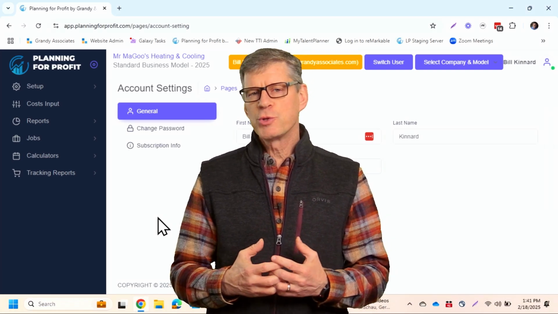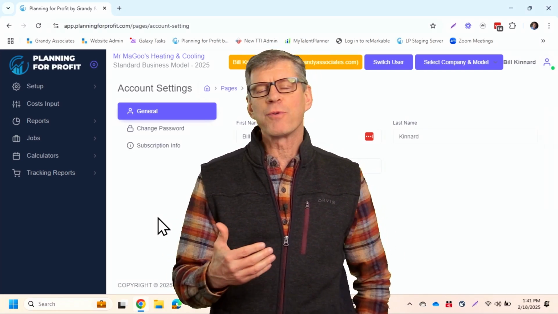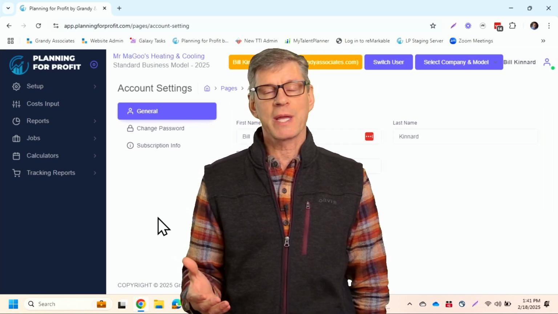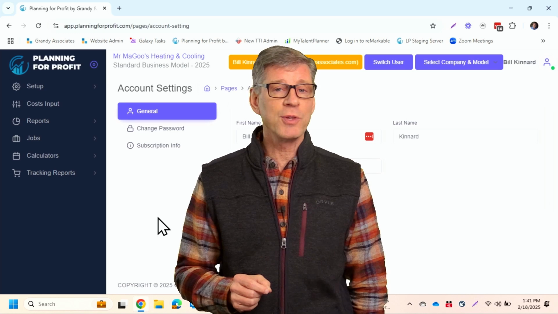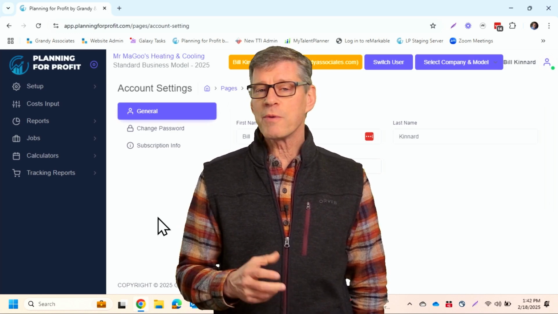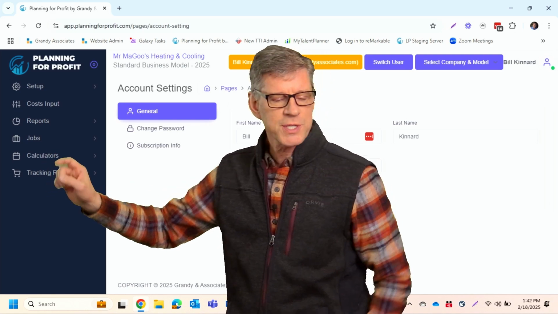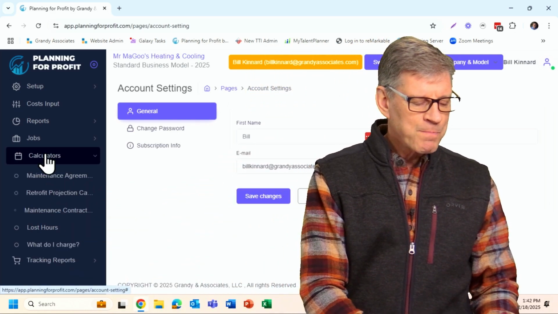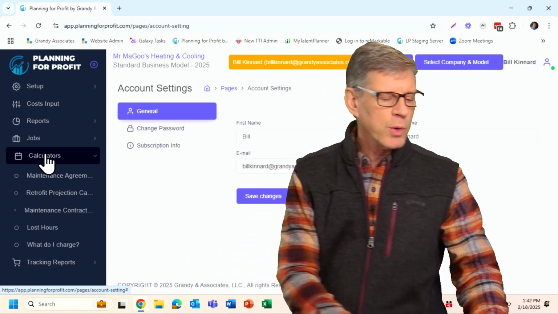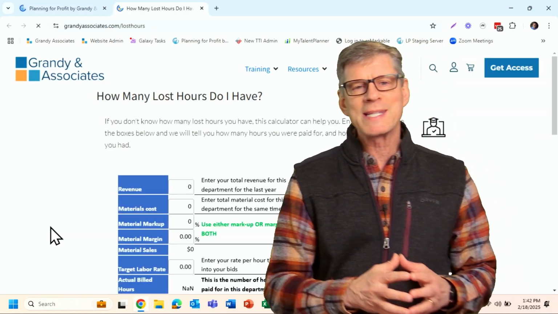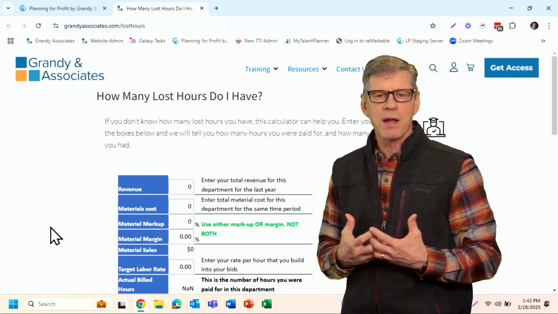We provided a tool in the Planning for Profit software to give you an idea of what you have for lost hours versus billable hours. Again, remember, those lost hours are the single greatest expense you have in your company. You'll find this tool simply under the calculator section in the software itself. When I go in there, I'm going to see the option for lost hours. When you choose this, it's simply going to send you out to another calculator that's on our website.